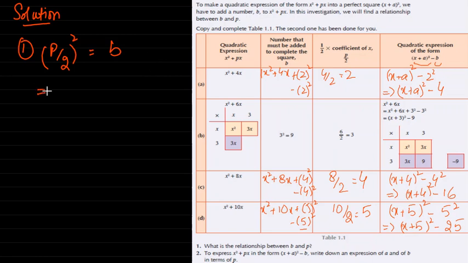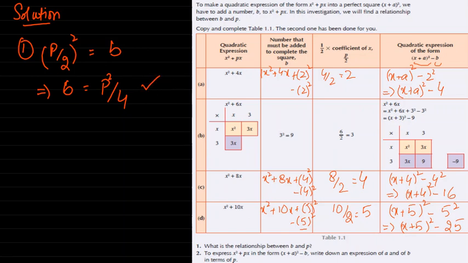Okay, or further we can write it as b is equal to p square divided by 4. Now you can see here, b is equal to p square divided by 4. What is p here? P is 4. So 4 square is 16, and 16 divided by 4 is 4. So b comes 4 here. You can see here 10. So 10 square is 100. 100 divided by 4 is 25. So here it's 25 for b. So this is the relationship.